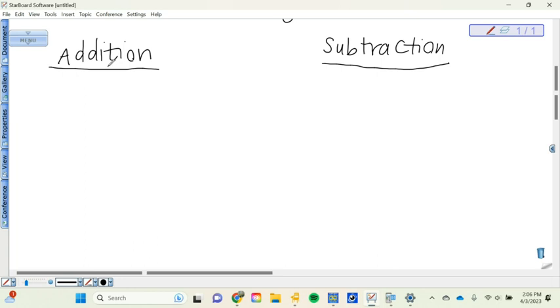Okay, we're going to add two binomials together. Somebody give me a binomial. 2x plus 3y. Perfect.